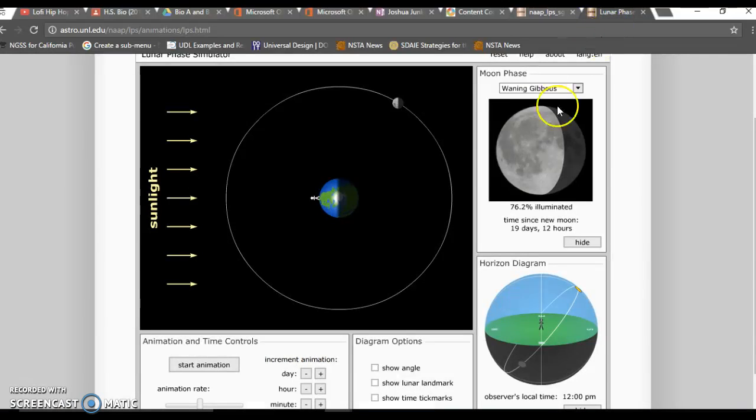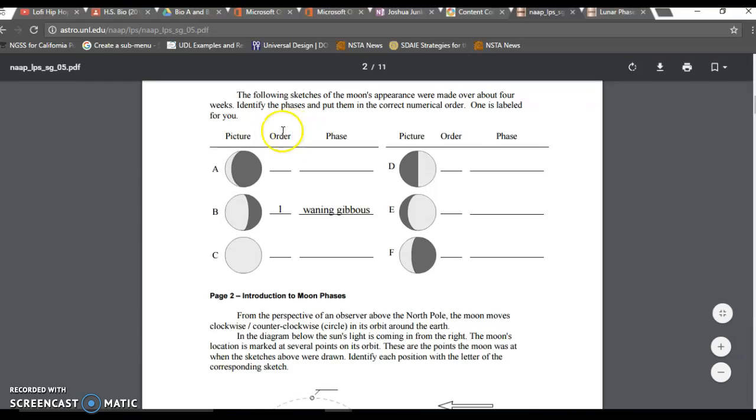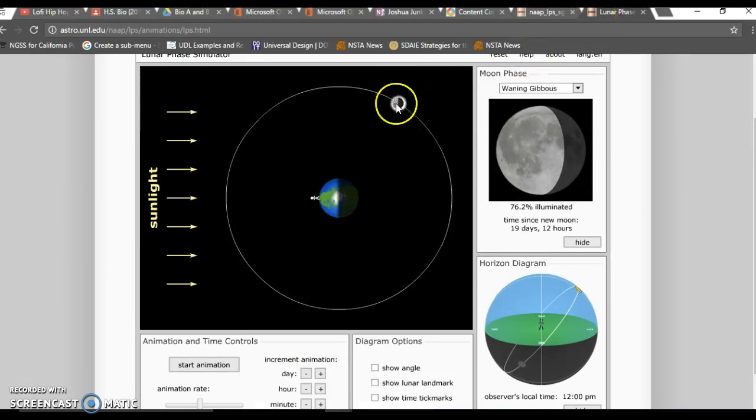So we go to the simulator, put it on waning gibbous. It is on waning gibbous, right? So what you've got to do is figure out which one of these is next. So if it's waning gibbous starting with, you let the phase go by naturally. So that means counterclockwise. So the moon always moves counterclockwise. It always moves like this. This is the way you should always let the phase simulator run.